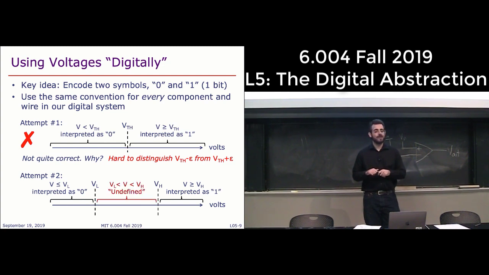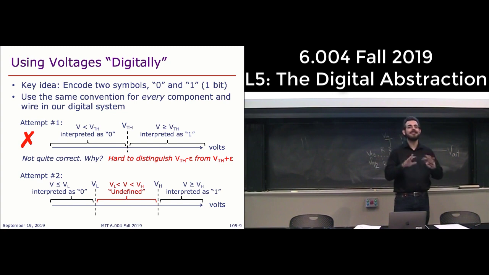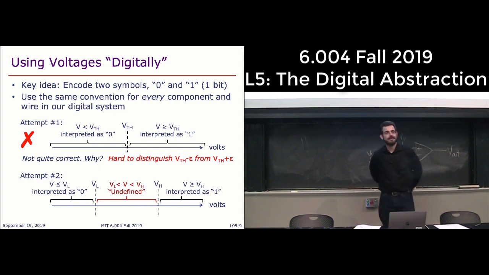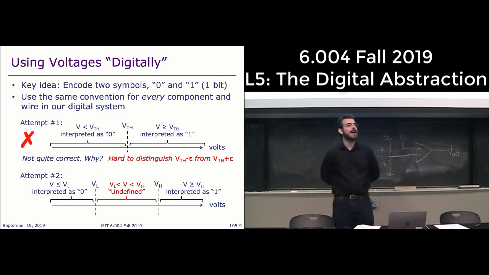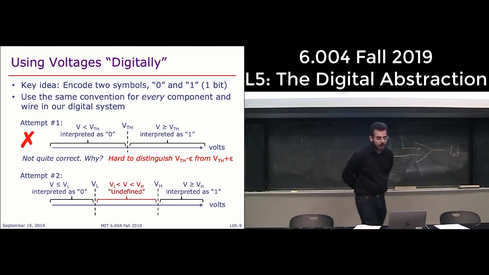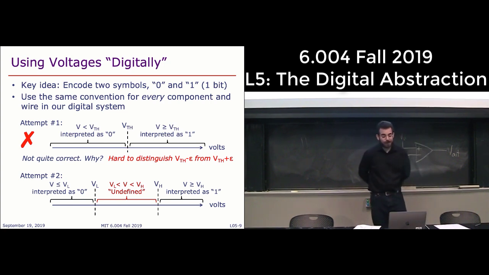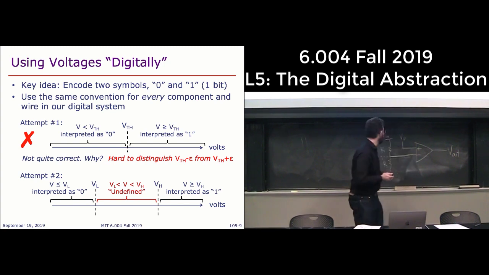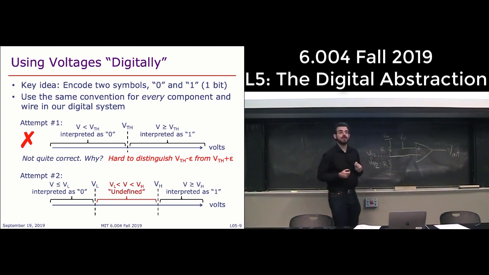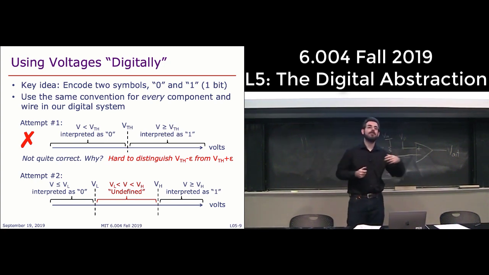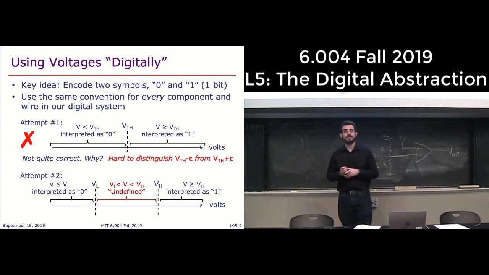And so our answer is going to be, just don't ask. You're not allowed to ask. It's undefined. I can give you anything. I might not even give you a valid digital value at the output. So essentially, by creating this band of undefined values, now we have this gap, right, that we can use to prevent these small manufacturing variations from flipping a 0 into a 1 and vice versa, right?